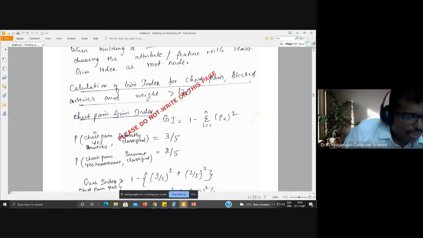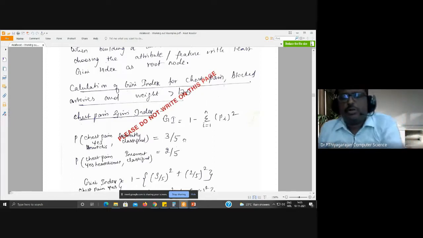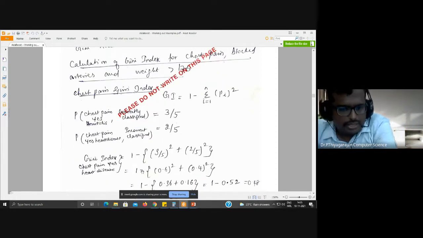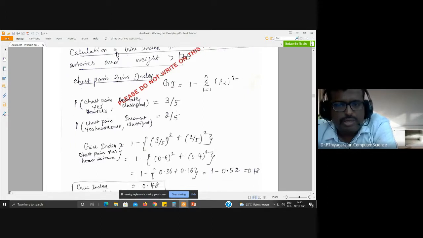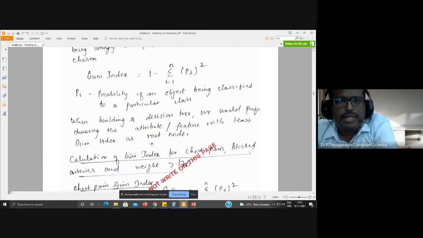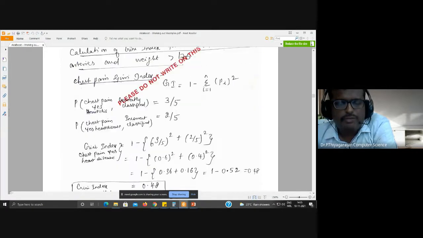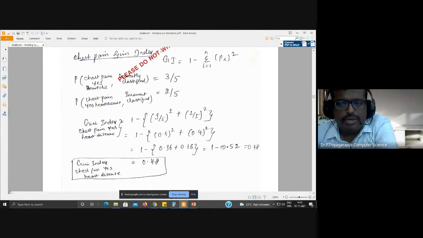Okay. We already found out that if the chest pain is yes, correctly classified is 3 by 5 probability, and if the chest pain is yes and incorrectly classified is 2 by 5. So if you calculate the Gini index for the chest pain yes with heart disease, it is nothing but 1 minus, applying the formula, summation of i varies from 1 to n, Pi squared. It's nothing but 3 by 5 the whole square plus 2 by 5 the whole square. If you do the arithmetic, the Gini index will be 0.48 for the chest pain yes. I'm calculating the Gini index for the chest pain yes.